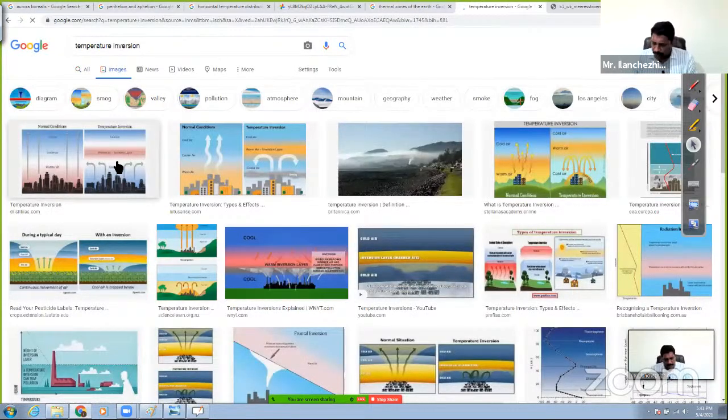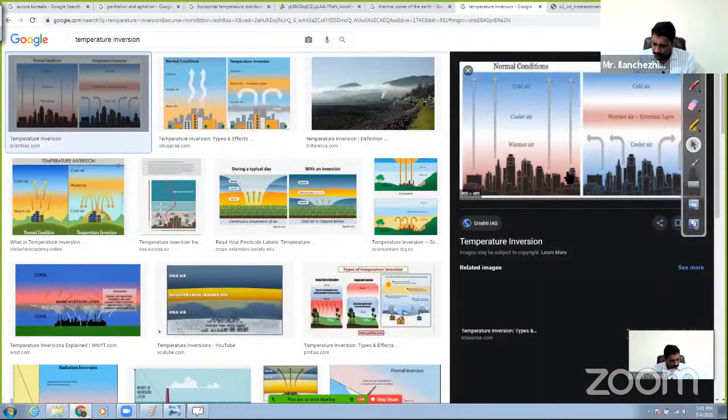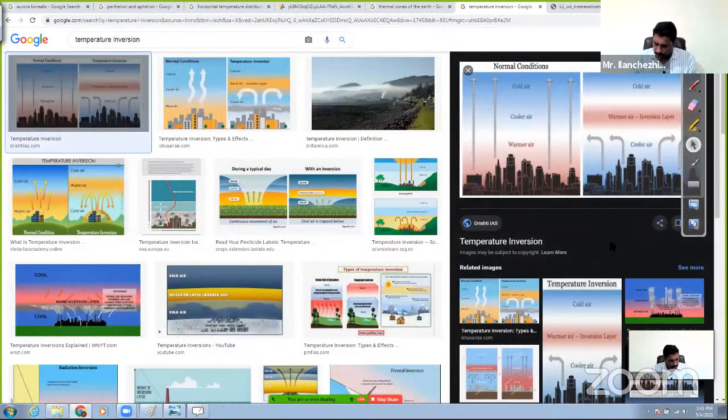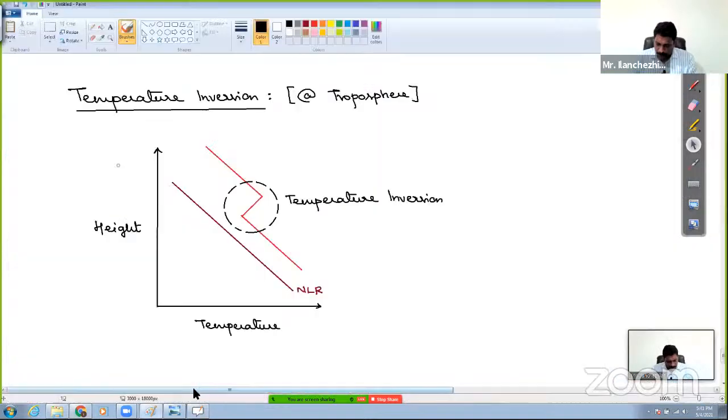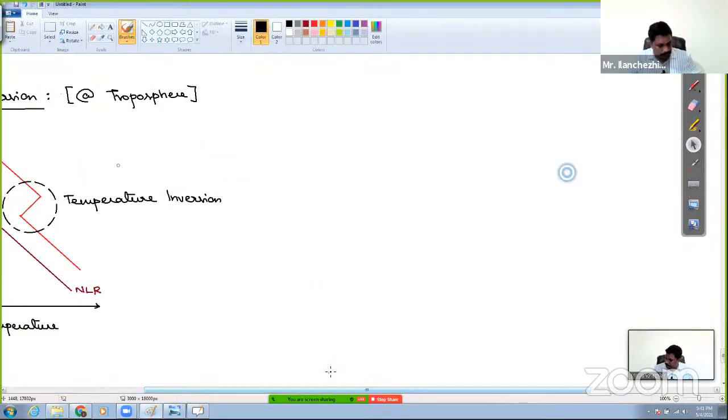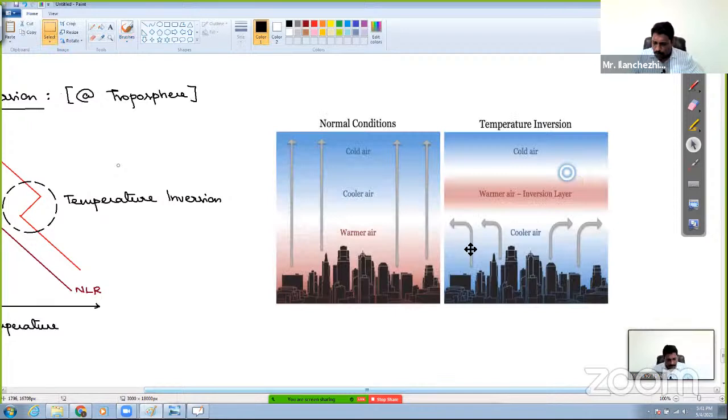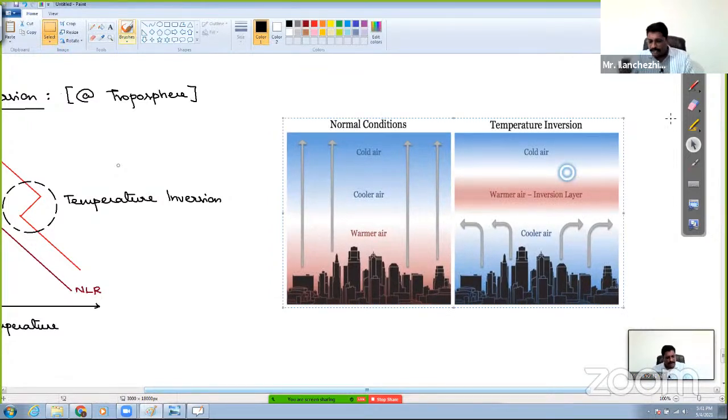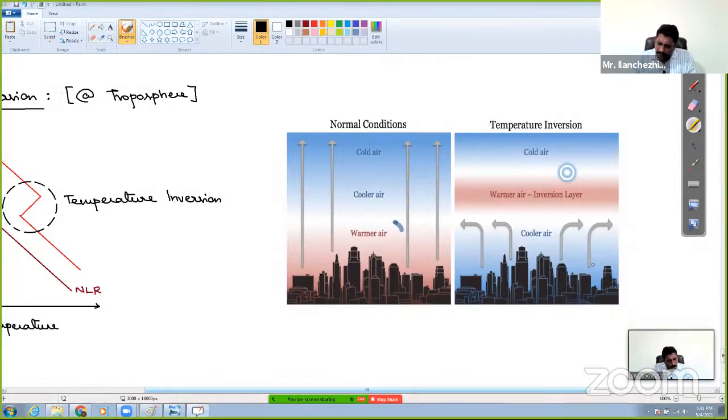So normally if you ask me about the normal condition, my friend. See the normal condition? Normal condition is what? I'll be having a warm air mass. Above the warm air mass, I'll be having a cooler air mass. Above this cooler air mass, what I'll be having is a cold air mass.